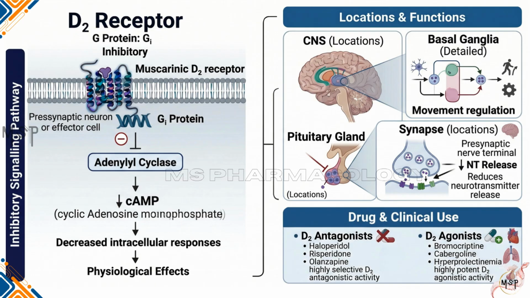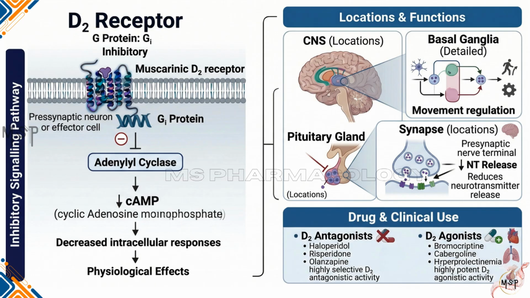From a clinical standpoint, D2 receptors are particularly important because they are the primary targets of many antipsychotic drugs. Agents such as haloperidol, risperidone, and olanzapine block D2 receptors and are widely used in the treatment of schizophrenia and other psychotic disorders. Conversely, D2 agonists, such as bromocriptine and cabergoline, suppress prolactin secretion and are used to treat hyperprolactinemia and prolactin-secreting pituitary adenomas.